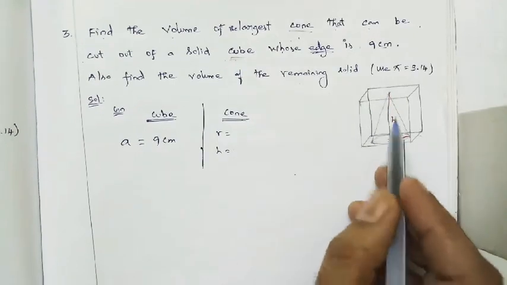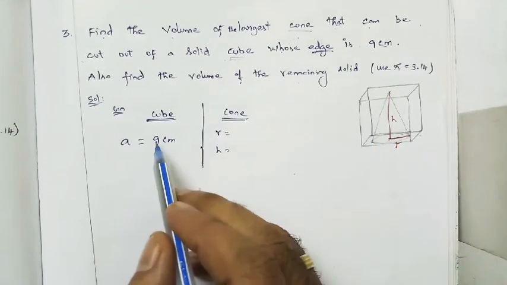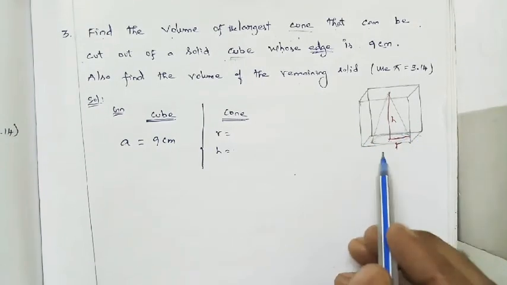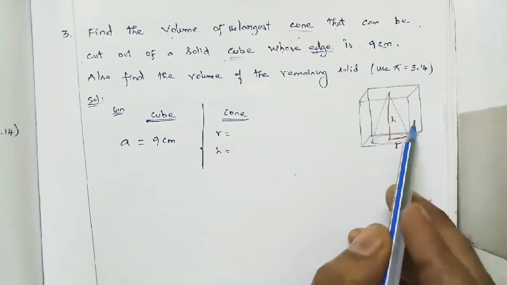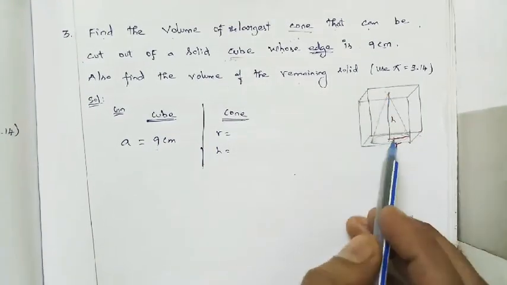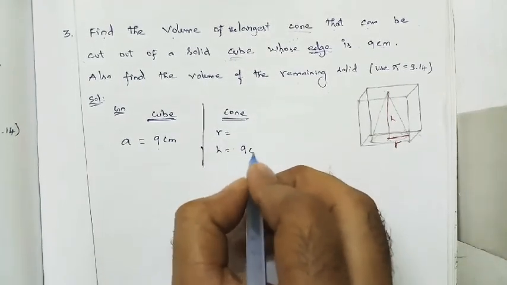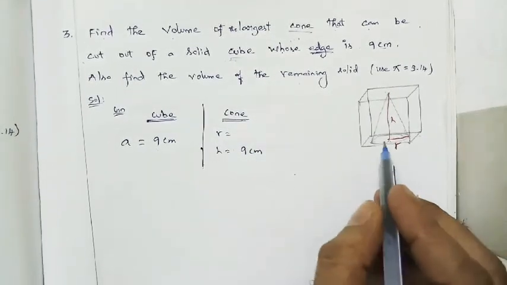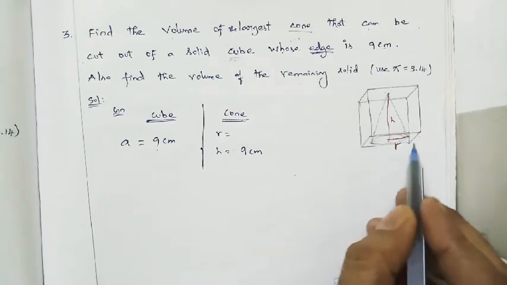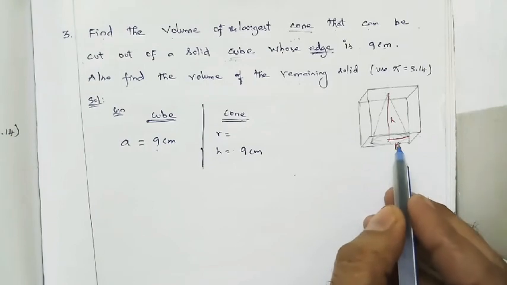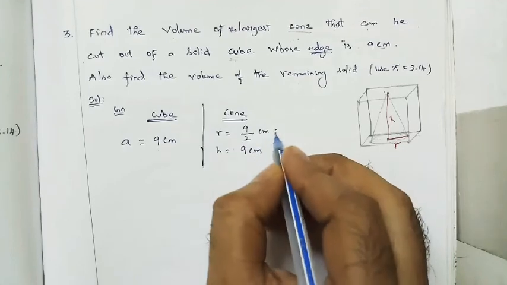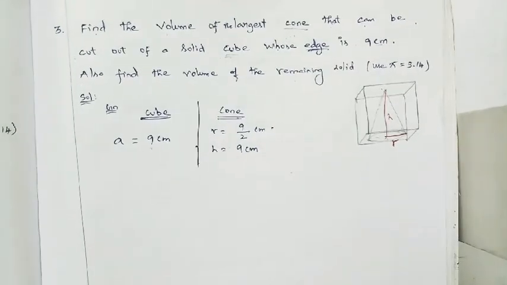Therefore the height of the cone is equal to the height of the cube, that is length, breadth, height. All three sides are the same in a cube. So the height of the cube is 9 centimeter, and the height of the cone is also 9 centimeter. The diameter of the base of the cone is 9 centimeter, then the radius is 9 by 2 centimeter, which is 4.5. But just keep the value as it is.